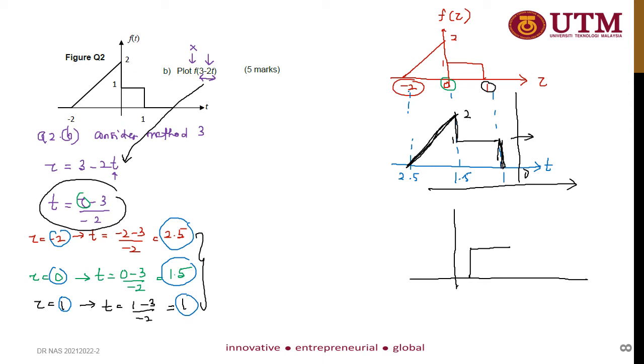And it should go up here and then go down. Okay, so this one is at 1, and then 1.5, and then 2.5. Don't forget to label the t-axis, right? So now this is the signal for f3 minus 2t, and its magnitude is 1 and also 2. Okay, so this is your graph for f3 minus 2t, and you'll get 5 marks if you have done all these steps completely.